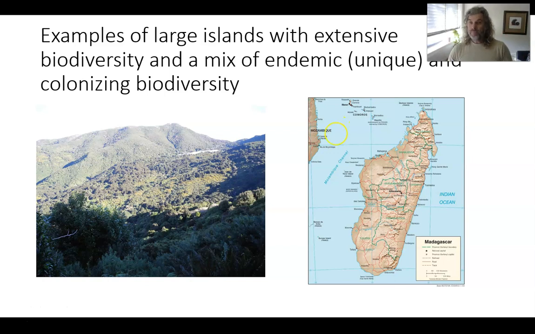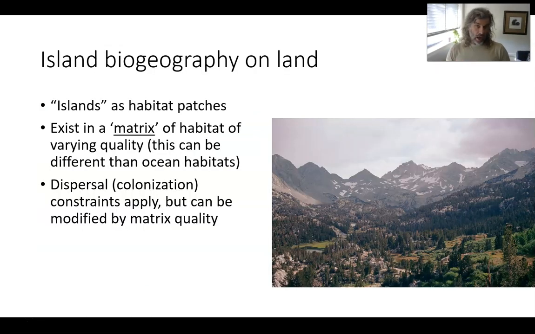Okay? So far I've been talking about actual islands, but this theory applies in many different kinds of environments because ecologically, many things can act as an island, in quotes. Islands can be habitat patches, and on land, these exist in a matrix of habitat. That matrix can vary in quality. This is different from ocean habitats where the ocean may be absolutely inhospitable to something like a coastal oak.